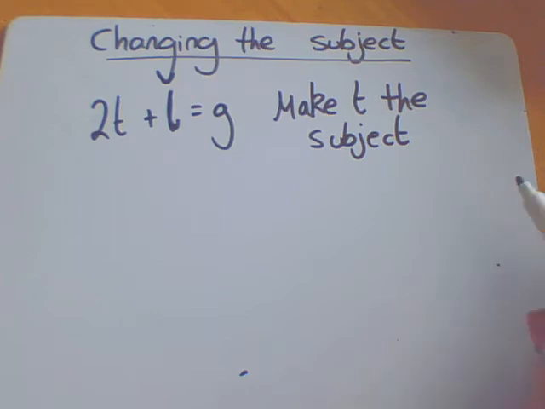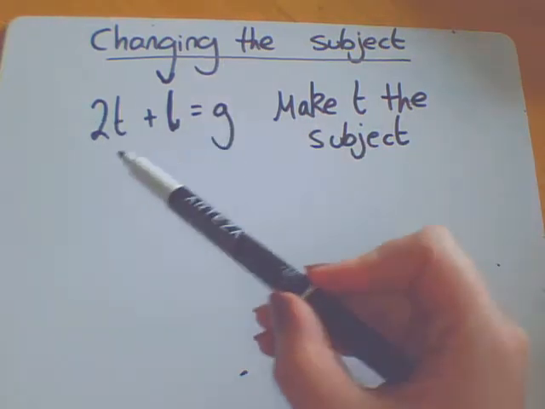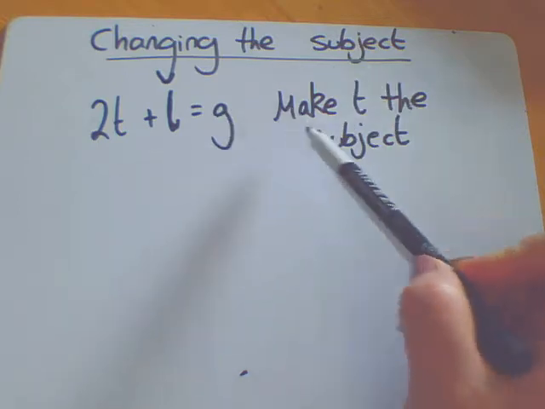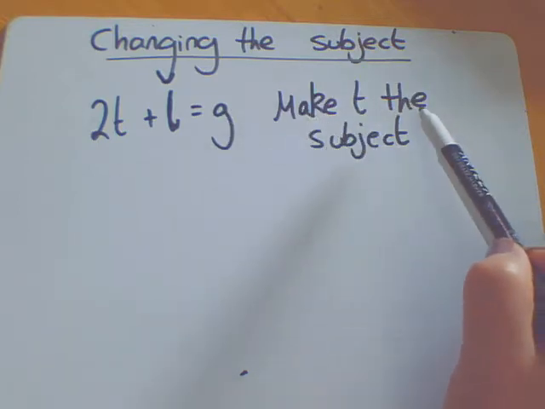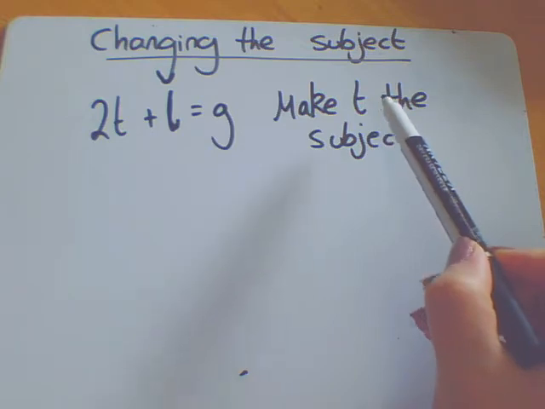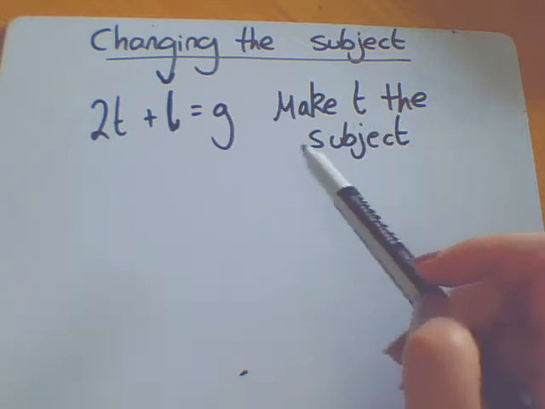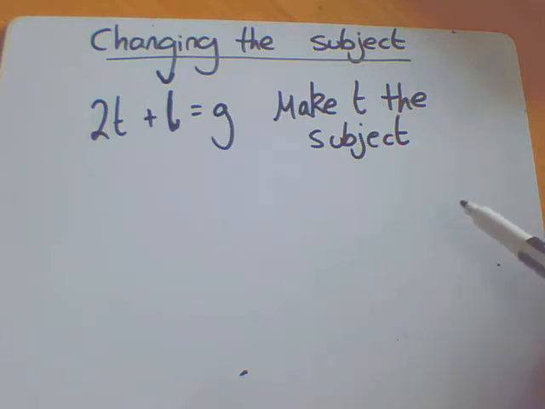Hiya. So we're going to have a look at changing the subject. Here we've got our formulae. We've got 2t plus L equals G, and we want to make t the subject. What this means is basically I want t to be on its own. So what we're going to do is this via a function machine method.